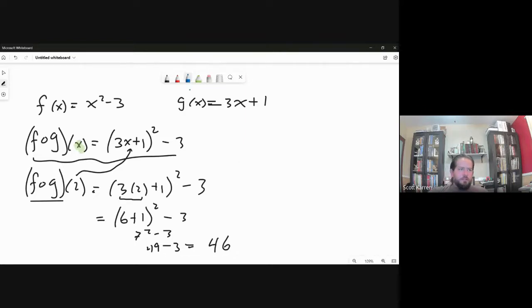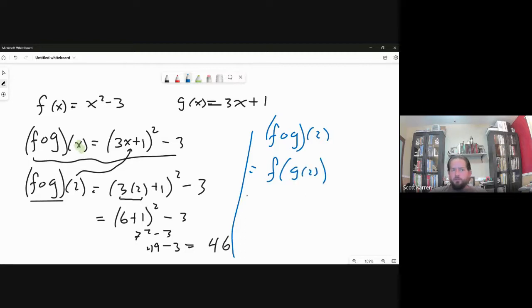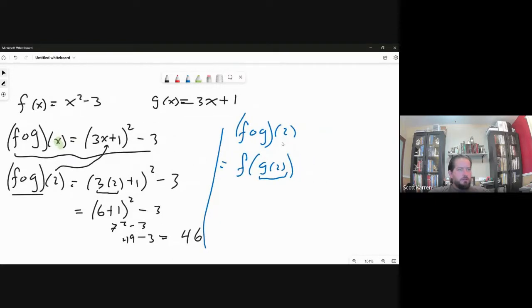Now, another way to look at this is if I took f composed of g at 2, which is what we just did, this could be written as f of g of 2, right? That's another way to write this, and I can evaluate g of 2 and then figure out what that value comes down to and then plug that into my f. So if I take a moment, let me scoot this over a little and figure out what g of 2 is.